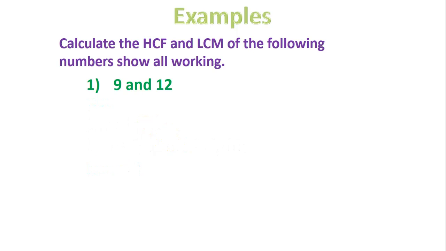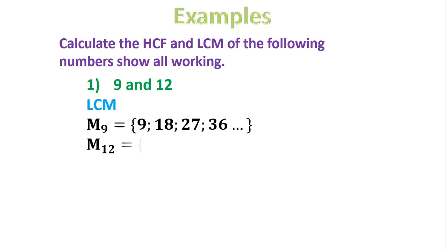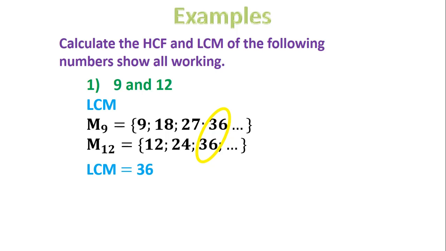Next, we look at our lowest common multiple. Again, to do this, we write down a whole lot of multiples of 9 and a whole lot of multiples of 12, and then we find the lowest one that matches. So let's write down my multiples of 9, which are 9, 18, 27, 36, etc., and of 12, which are 12, 24, 36, etc. As soon as I can see one that matches, I don't have to go any further. And if we look here, 36 is in both. And so my lowest common multiple is 36.